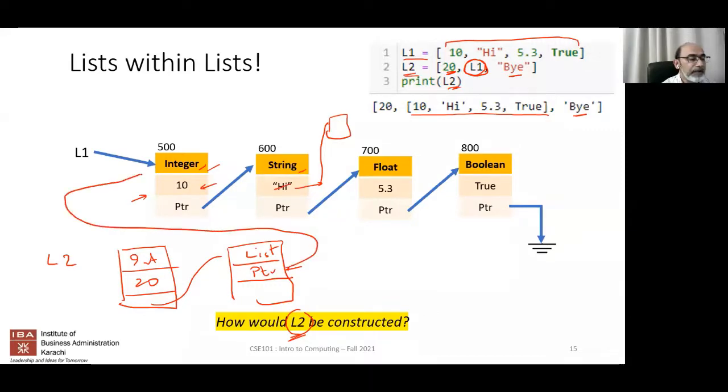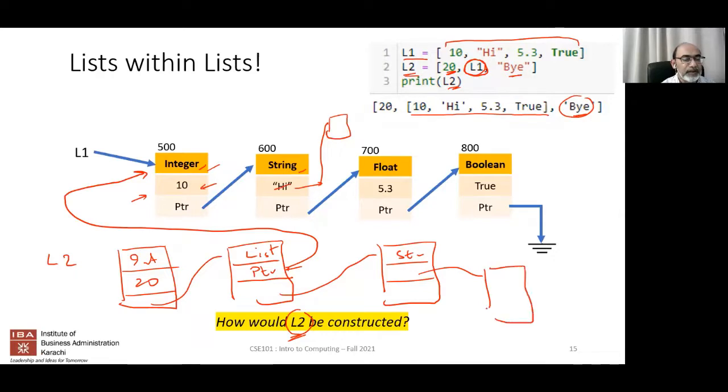To L1 itself. So L1 can retain its location in memory, and L2 will simply have a pointer to L1. Then it will have the next pointer to the third element, which is BYE over here. That will be a string, so this will be a pointer to a string, and that will have BYE and maybe a null at the end. And then this will be a null as well, which will look something like this. Does everybody follow this?